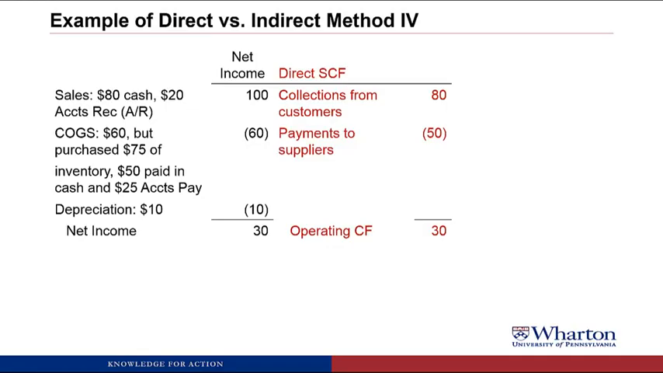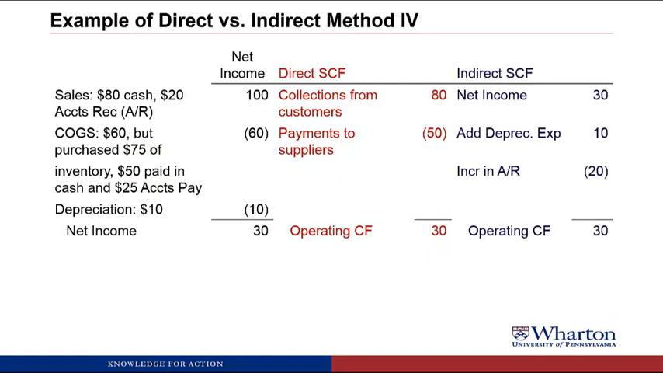Under the direct method, we collect $80 of cash from customers. We only paid $50 cash to our suppliers, so we don't use the COGS amount or how much inventory we bought. We use the actual cash we paid, which was $50, and we end up with an operating cash flow under the direct method of $30. Under the indirect method, we start with net income. We add back depreciation expense, so we've seen those two steps before. We've also seen the subtraction of the increase in accounts receivable to take into account that not all the sales were made in cash. Now we have to account for that mess with inventory.